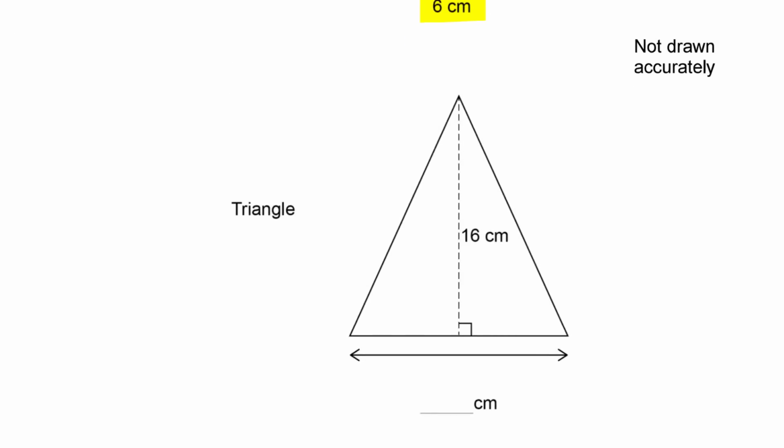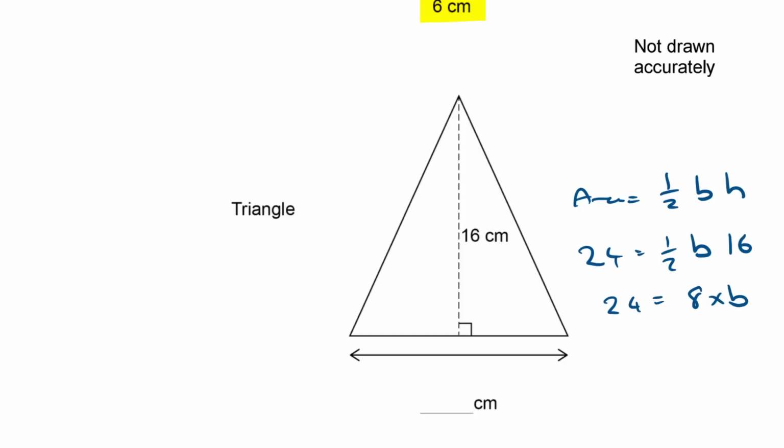Okay, next up we've got a triangle. Now the area of a triangle is given as half times the base times the height, and we're told that is again 24. So 24 is equal to half times the base, which we don't know, times the height of 16. Okay, so half of 16 is 8. So 24 must be 8 times the base then. 8 times what is 24? 8 times 3 is 24. So our base there is 3. So 3 times 16 is 48 divided by 2 is 24.